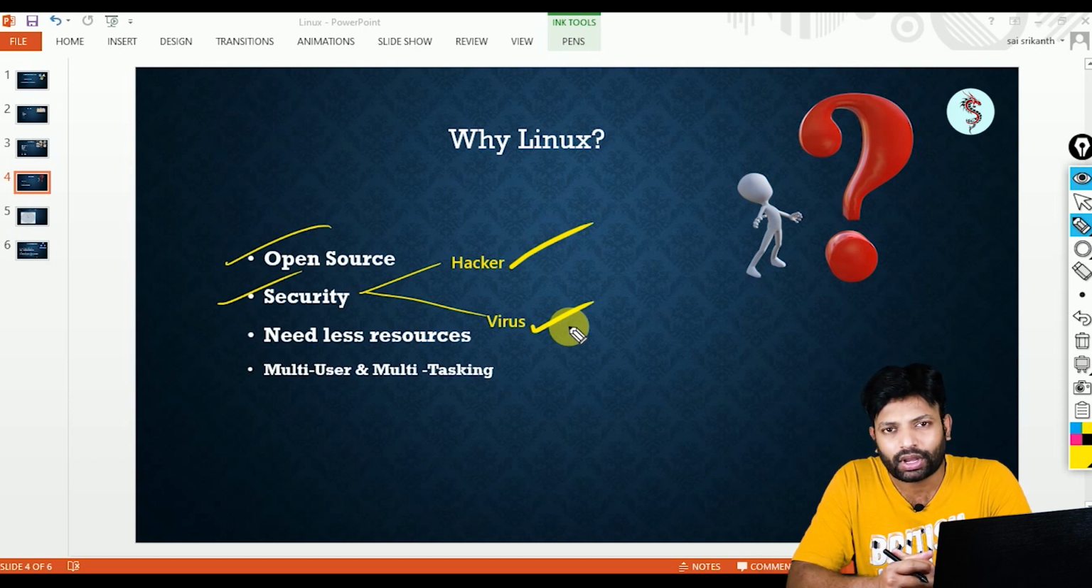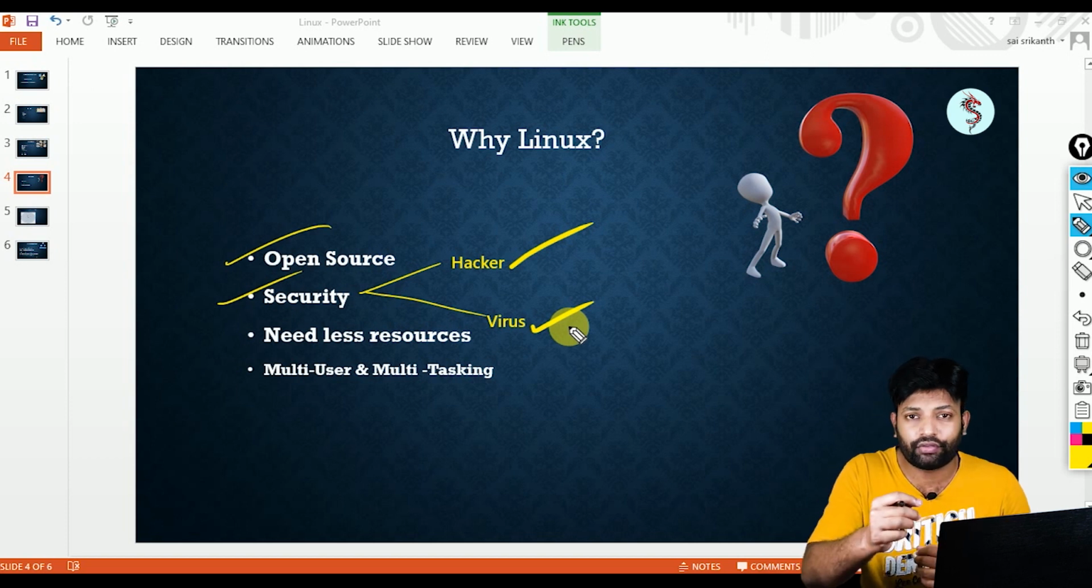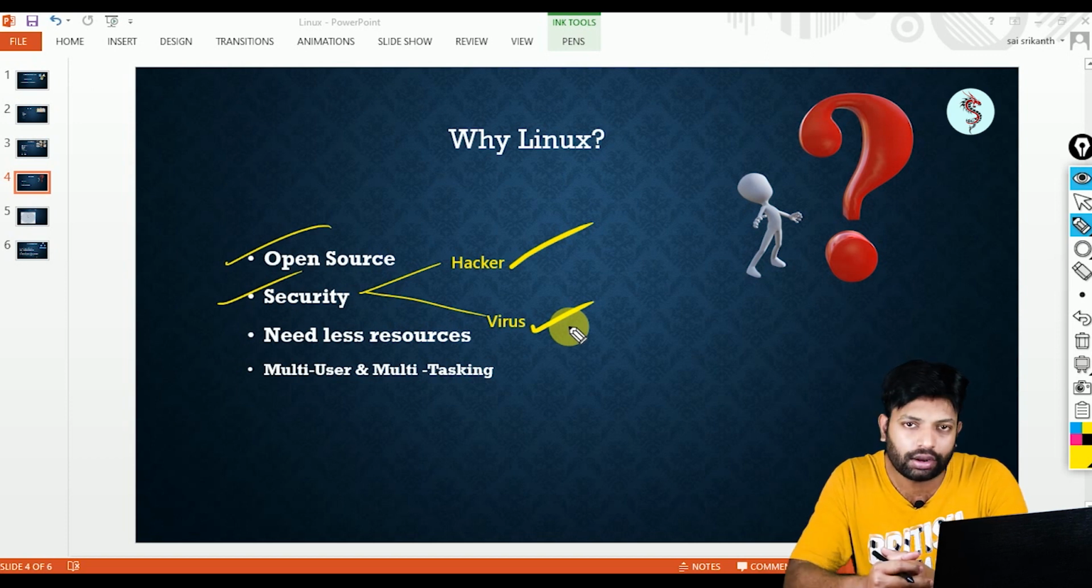Suppose you get a virus, how will your machine get it? We download something from the internet, that software. If at all there is a virus in that software, then we install it. When you install, that virus will spread into our machine, to each and every nook and corner of our machine. Okay, so that is Windows.